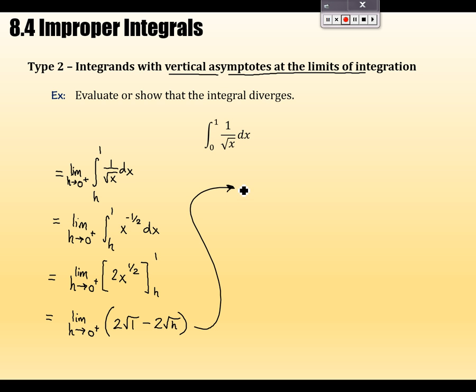Come up here. So that's 2 minus 2, and I can take the limit of this expression, the square root of h, if we're approaching 0 from the right, it's 0. So I think we're good. I don't think I needed to use that arrow. I could have just written that 2 there, yeah.